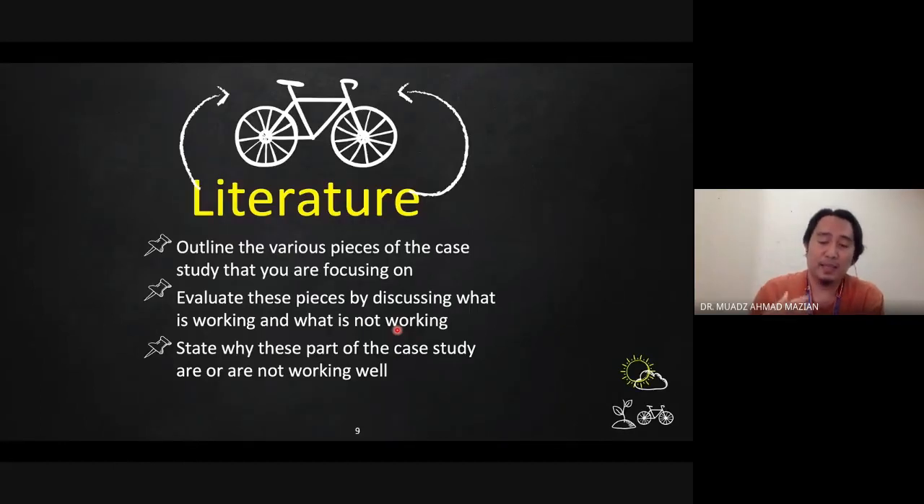So apa yang menyebabkan case study yang you pilih ni mungkin akan give a good result or give a bad result. So ataupun ada result yang boleh you kongsikan dengan audience ataupun readers.